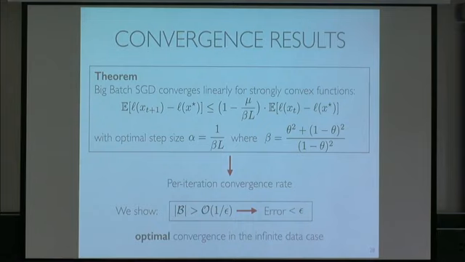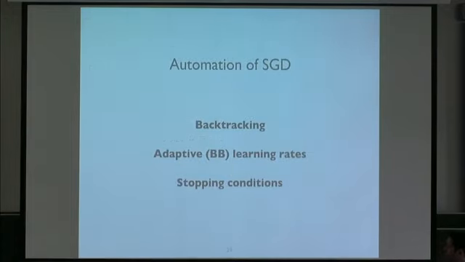So in the case where you're training on a batch of data that's potentially infinite, in terms of convergence rates, we basically get back the exact same thing that we would with the classical stochastic gradient method. Right? So what's the advantage to using these big batch methods? Well, like I said, we can do things like backtracking, adaptive learning rates like Barzilai-Borwein methods, and adaptive stopping conditions.